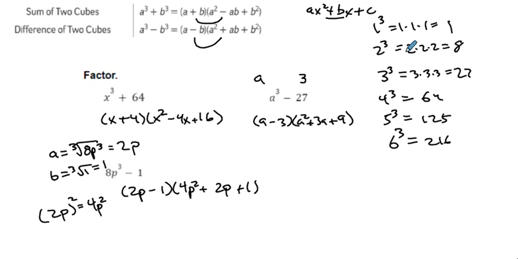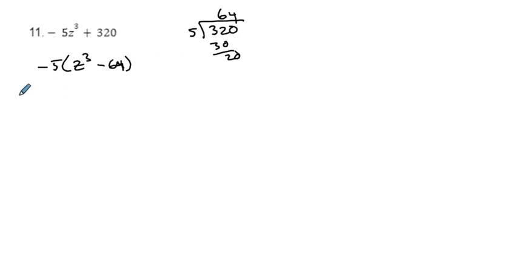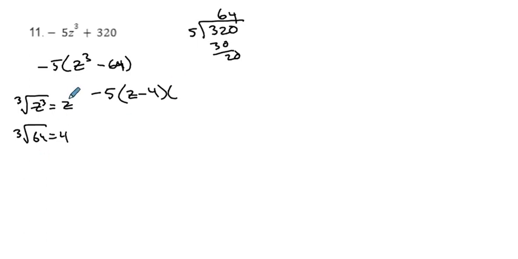If we go back and look at our list of cube numbers, there it is right here. The cube root of 64 is 4. So I'm going to take the cube root of both of these, just so I have them. The cube root of z cubed is z, and the cube root of 64 is 4. Now, if we remember the way our difference of cubes works, it's a minus b, because it's the one with the minus sign. So we do z minus 4.